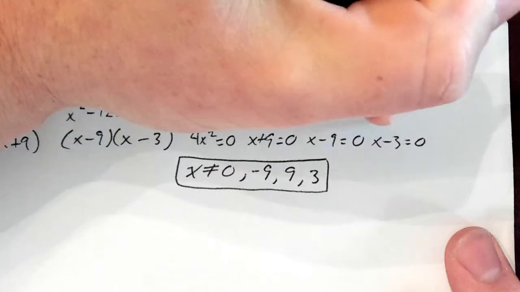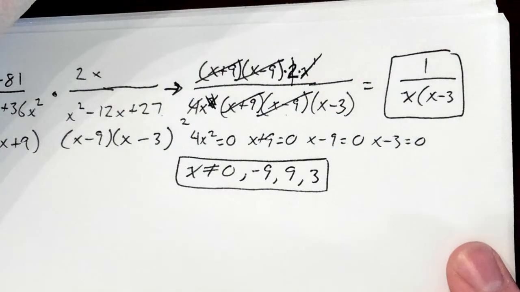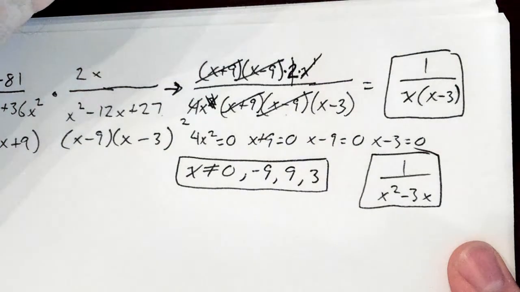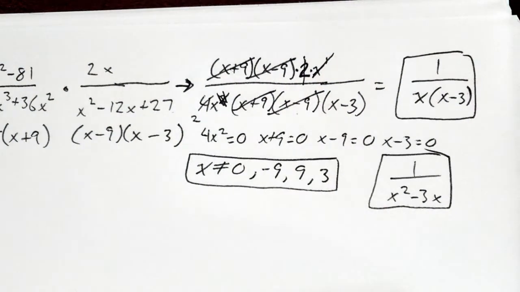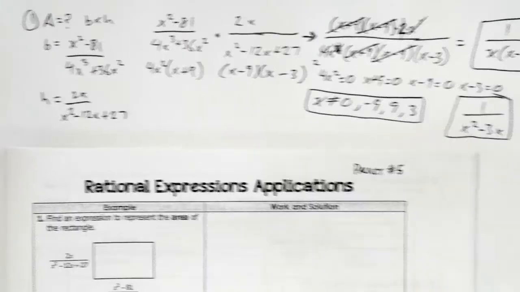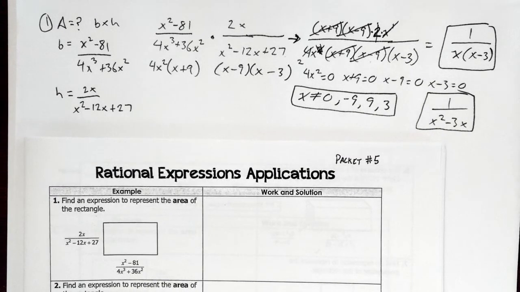This is factored form. If you wanted to see the exact answer when you multiply everything out, you could also write 1 over x squared minus 3x. That is called standard form. Either of these two answers is correct, and this is what the problem looked like right here, and there's the work for it.